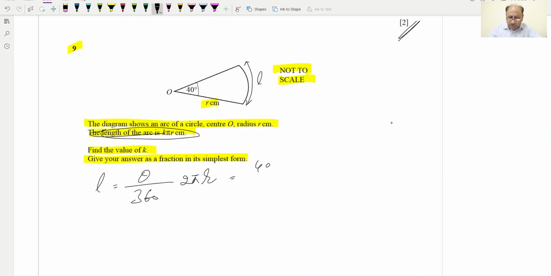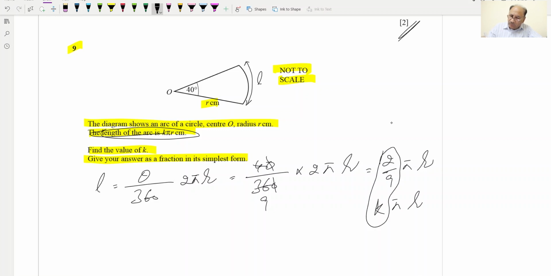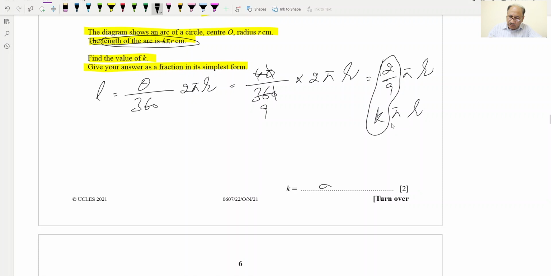So theta is 40 over 360, into 2 pi, and r we don't have, so we'll write it as it is. And further we can simplify. So 0 will be cancelled with 0. 4 9s are 36. So it will be 2 by 9 pi r, and if we compare k pi r, the k value will be 2 by 9. So we can write the k value as 2 by 9. This will be the final answer for 2 marks.